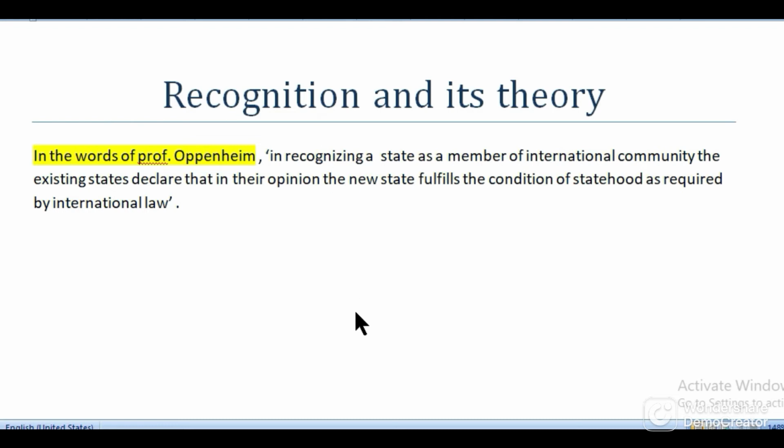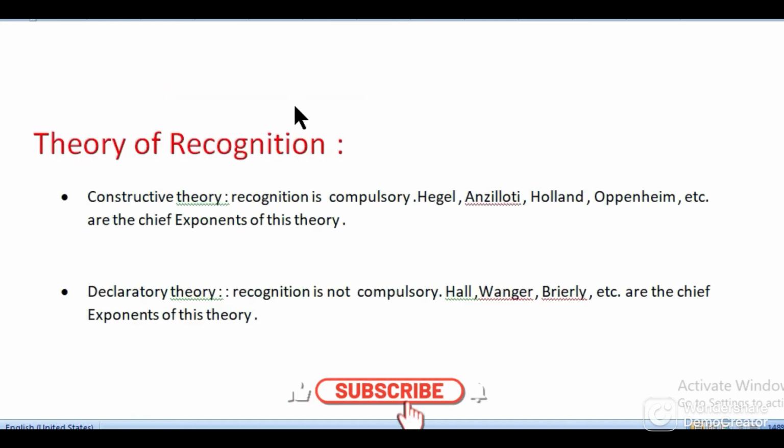Now the question is, is recognition by one state to another state compulsory? The answer to this question can be given by two theories. Let's see what the theories of recognition are. There are two theories of recognition: constitutive theory and declaratory theory.